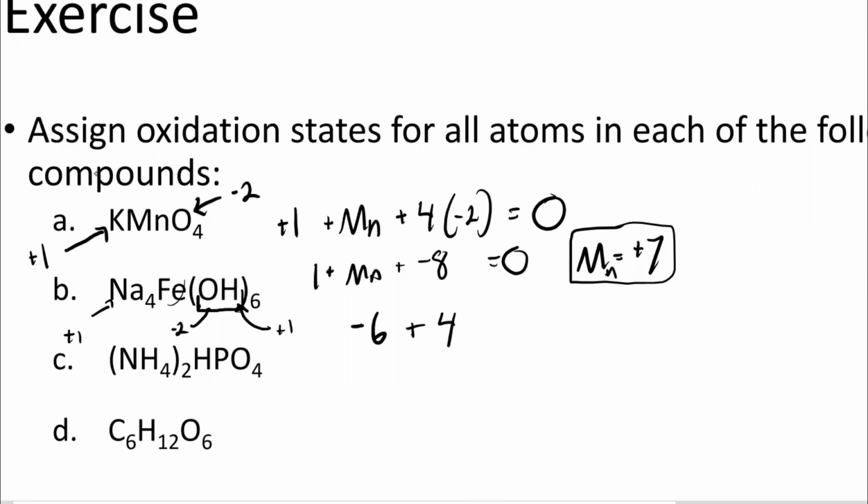And then that remainder is -2. So to cancel that out, you need a +2. This would be whatever these charges are, plus the oxidation state of iron equals 0. So if you do this math, Fe equals +2.